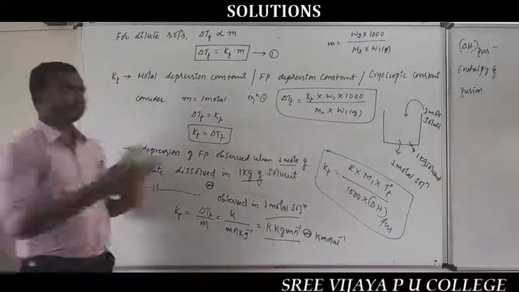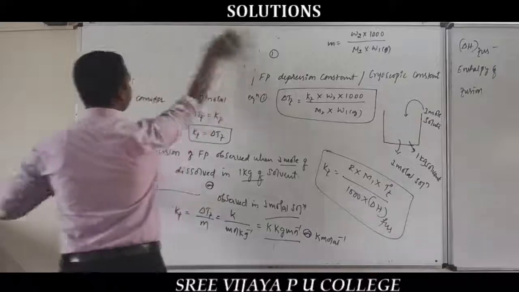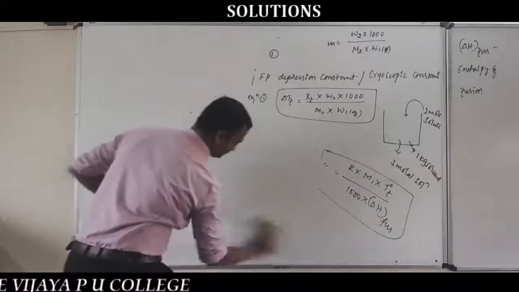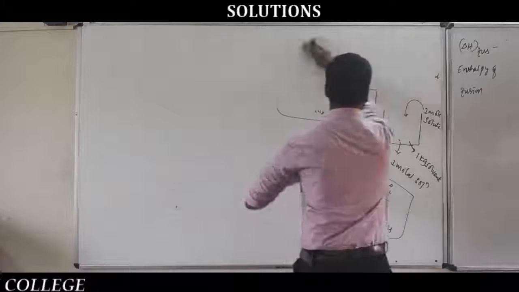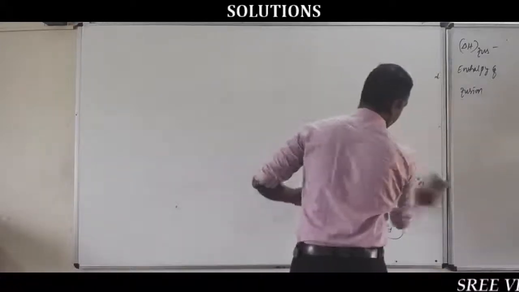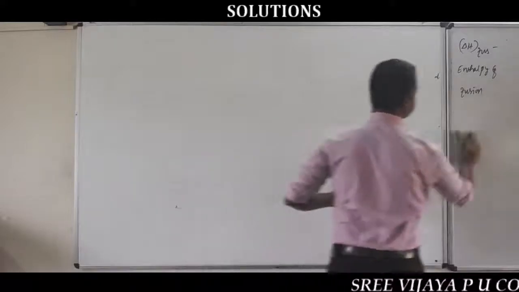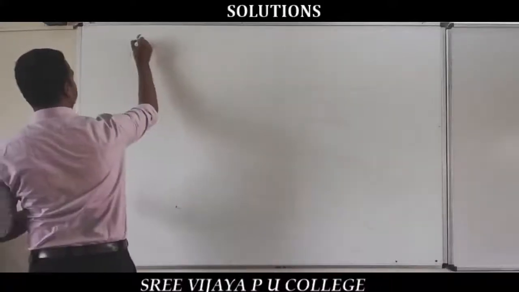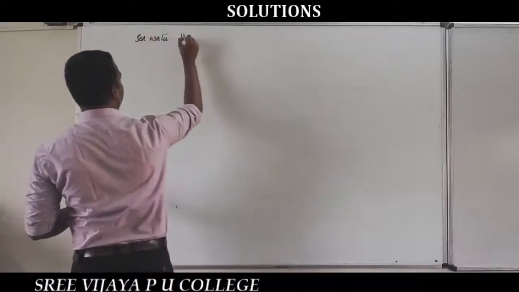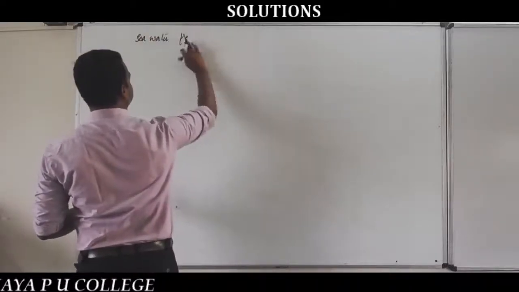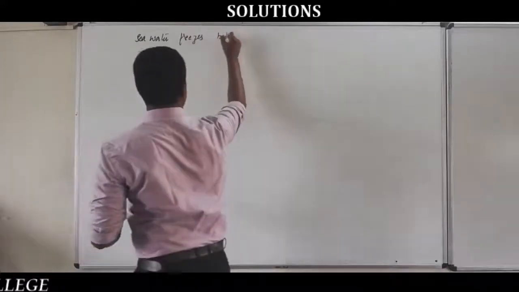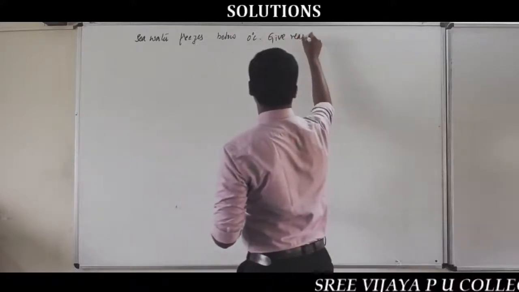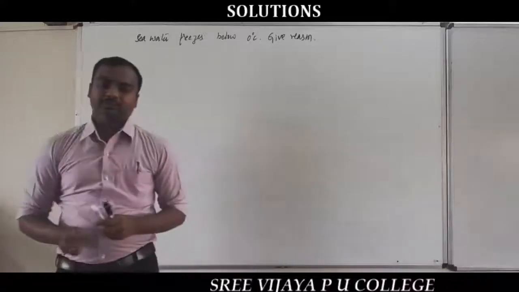So here is one applied question: sea water freezes below 0 degrees Celsius. Give reason. Applied question. Because sea water is not pure water, it consists of non-volatile solute.